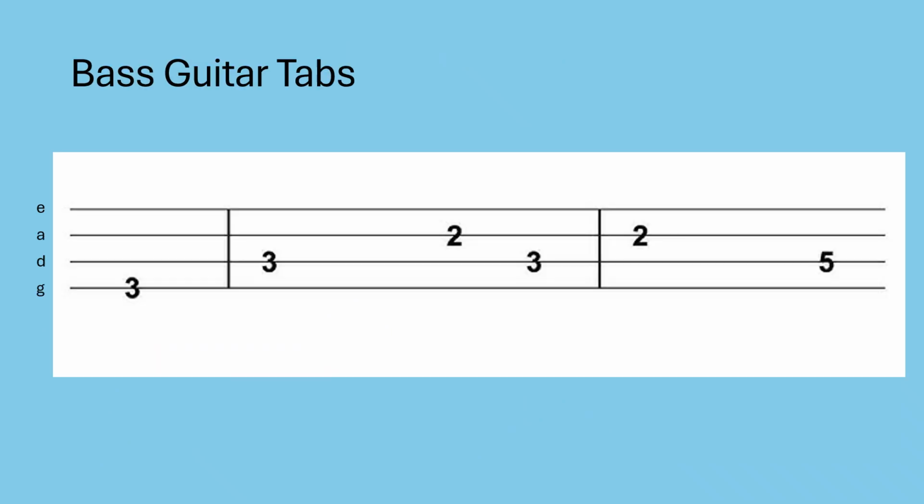Tabs are also used by bass guitarists. They work in the same way as other guitar tabs, however, they only have 4 lines representing 4 strings instead, which are E, A, D, and G.